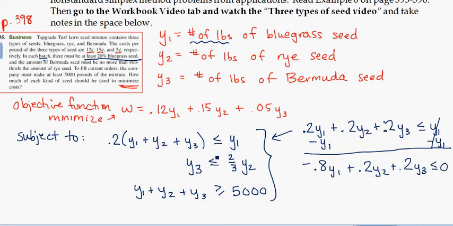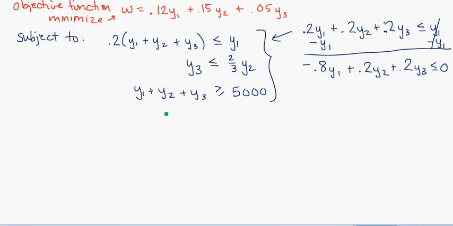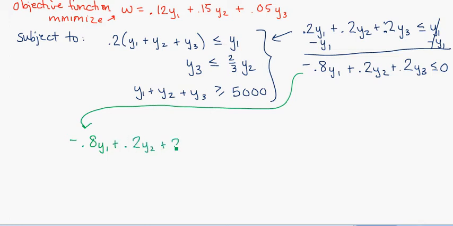So now let's turn these into equations. When we write these as equations, I'm going to write these down here. I'm going to have negative 0.8 y1 plus 0.2 y2 plus 0.2 y3. Remember, that's less than or equal to 0. So there's some potential slack that we need to add in order to get to 0. So there's a slack variable.